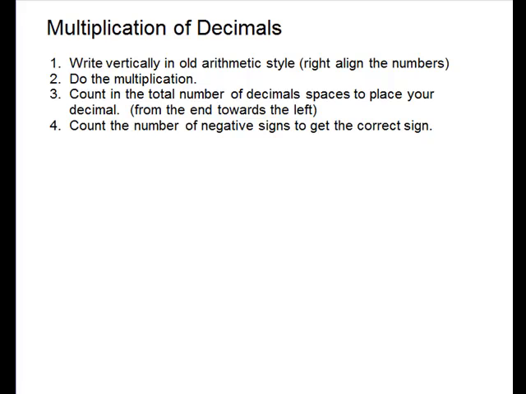Multiplication of decimals. We're going to write the problem vertically in old arithmetic style, which means we're going to right align the numbers to the right hand side. You're going to do the multiplication. Count in the total number of decimal spaces to place your decimal. So we're going to go in from the end towards the left. We want the total number of digits we have after the decimal in all of the numbers in the problem, the total number of those in our answer.